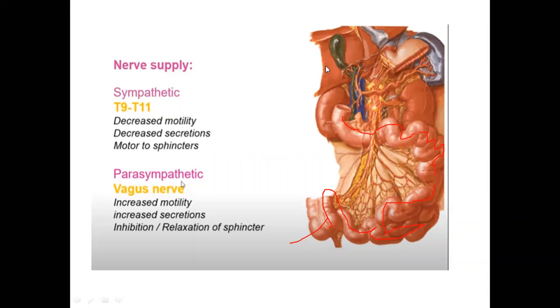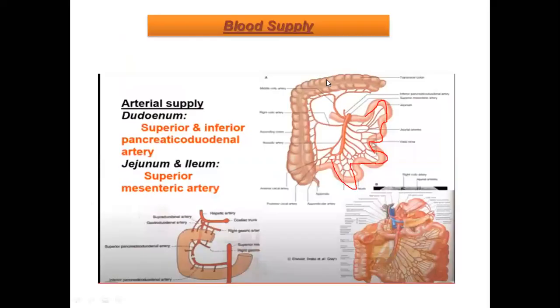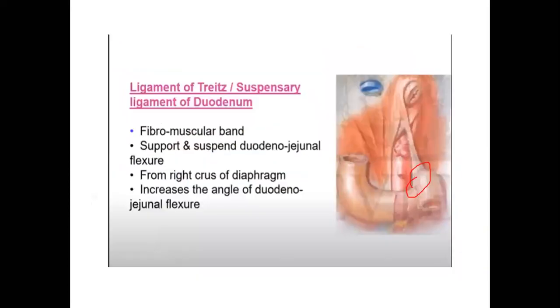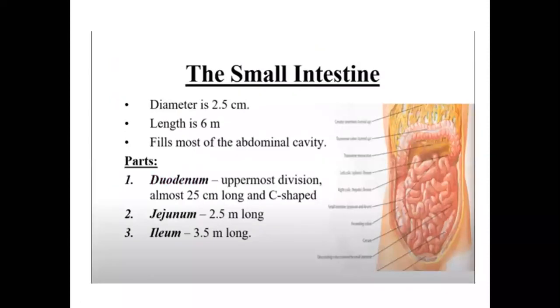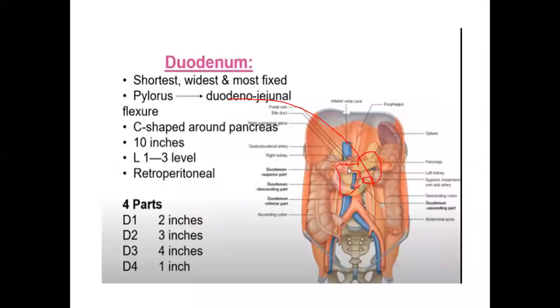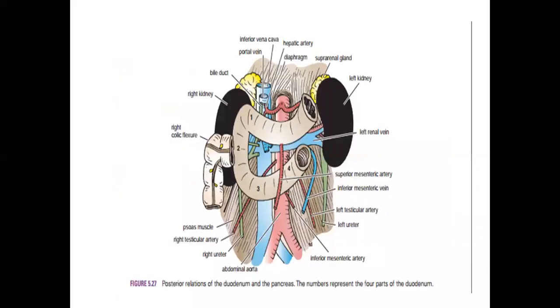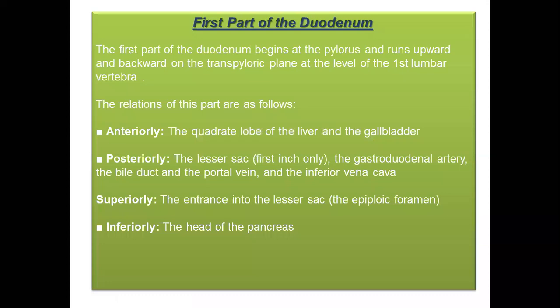The small intestine has three main parts: duodenum, jejunum, and ileum. The duodenum has four parts. The first part is 2 inches. Then we have the descending part, which is 3 inches. Then the horizontal third part, 4 inches, and the smallest one is the fourth part, which is 1 inch. The whole duodenum is 10 inches, and it starts from the pylorus of the stomach.